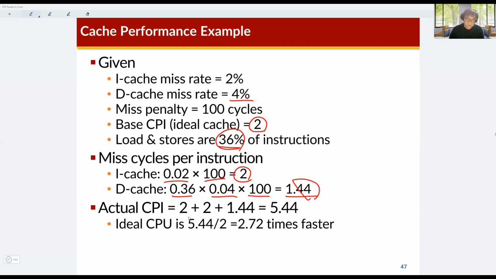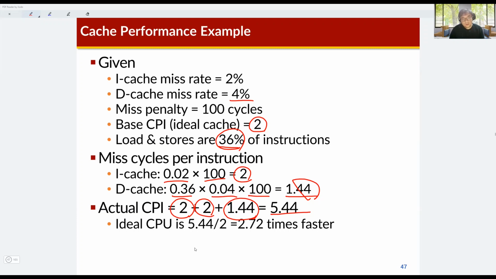1.44. So this is the base CPI, this is the wasted cycles by instruction cache misses, and this is the wasted cycles by data cache misses. So total CPI is 5.44.